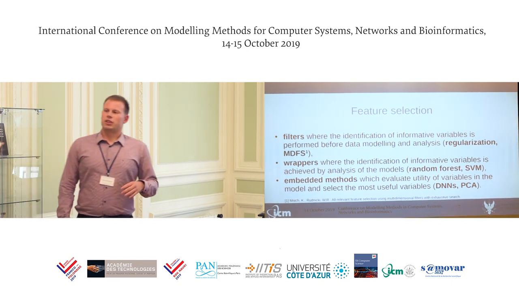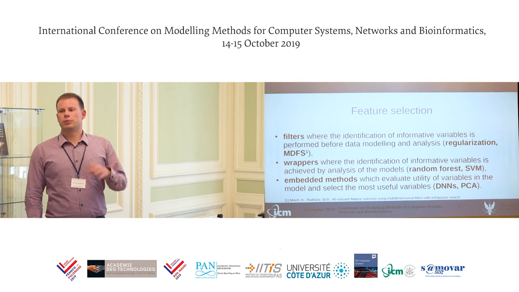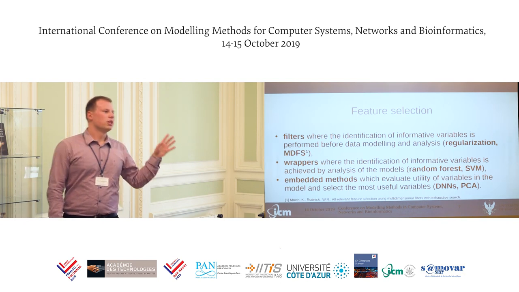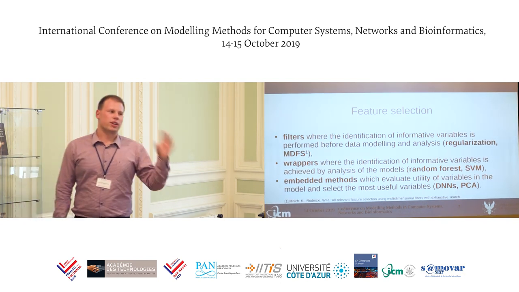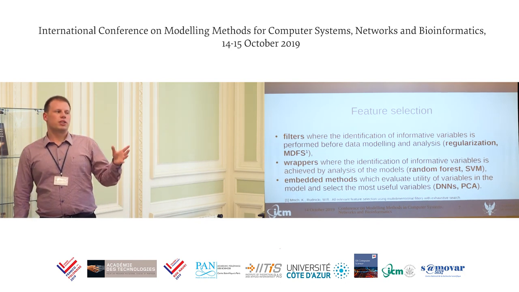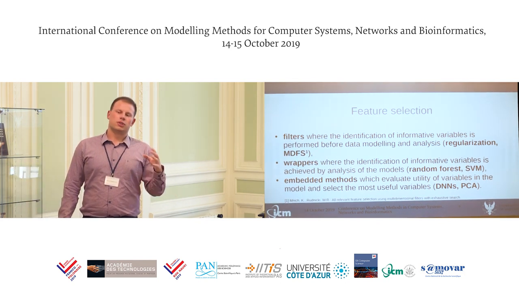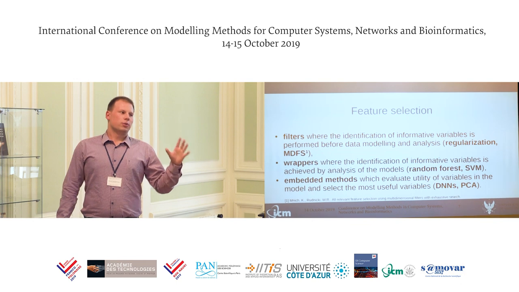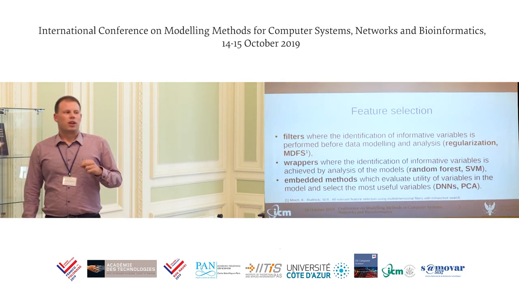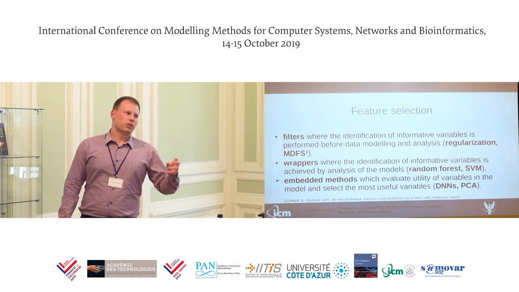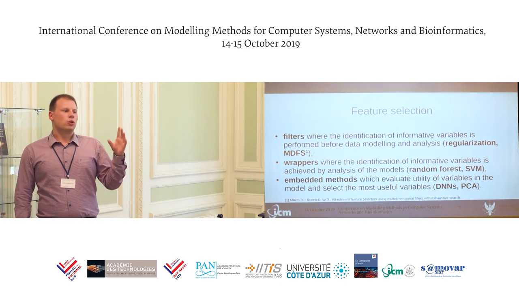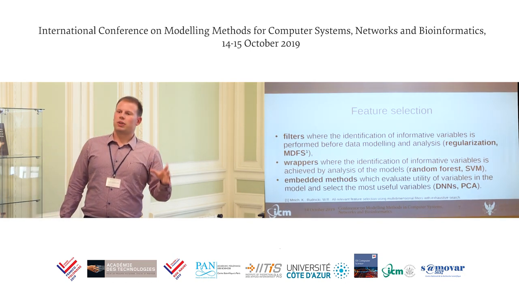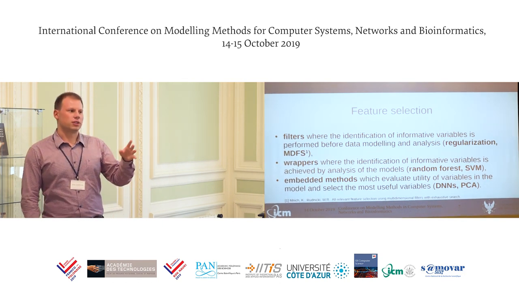There are many methods dedicated to feature selection, and they fall into three main categories. First, filters, where the identification of informative variables is performed before data modeling and analysis, and the examples are regularization and multidimensional feature selection, which is the subject of this presentation. Wrappers, where the identification of informative variables is achieved by analysis of the models, and the examples are random forest and support vector machines. And embedded methods, which evaluate utility of variables in the model and select the most useful variables. Examples are deep neural networks and principal component analysis.